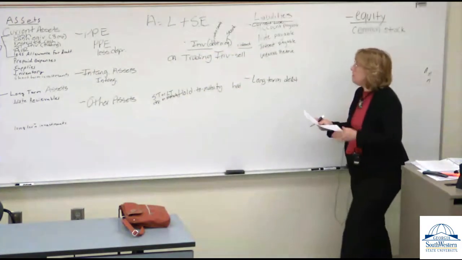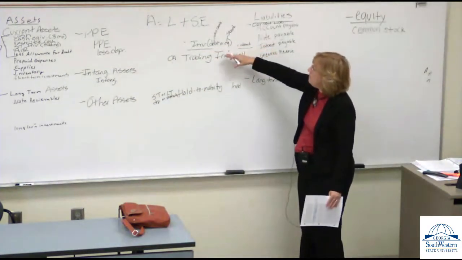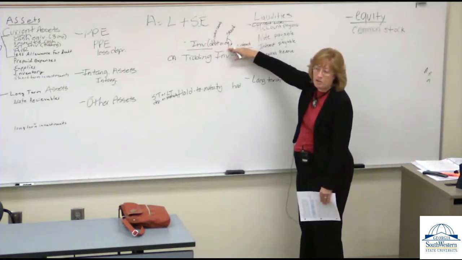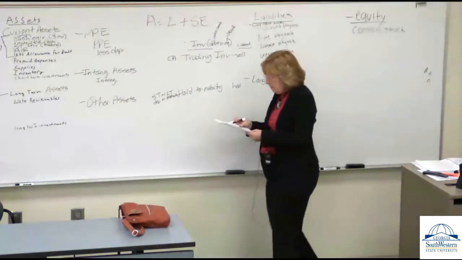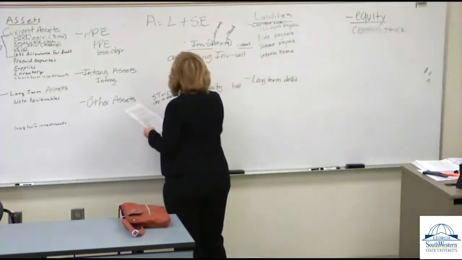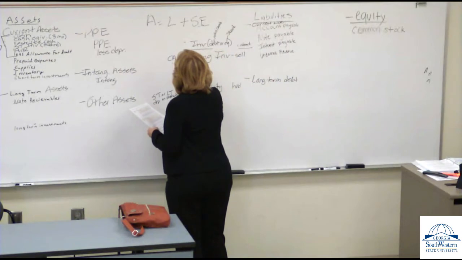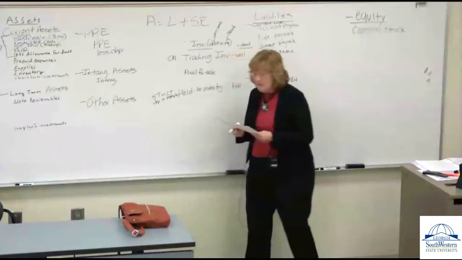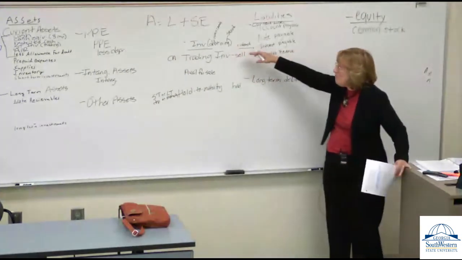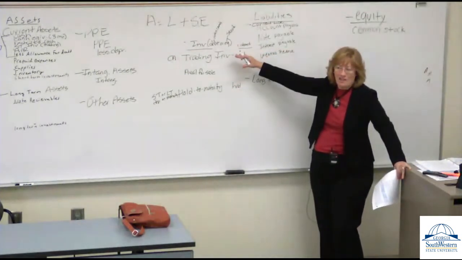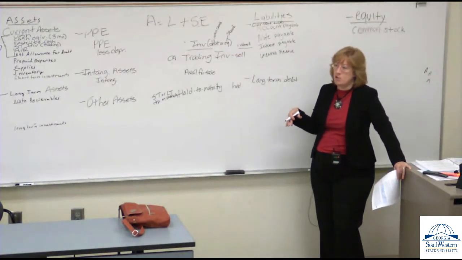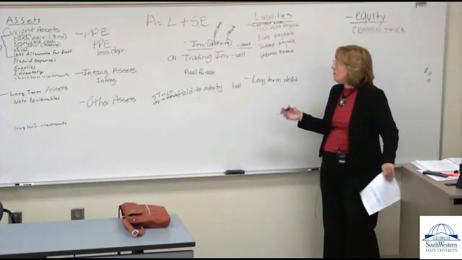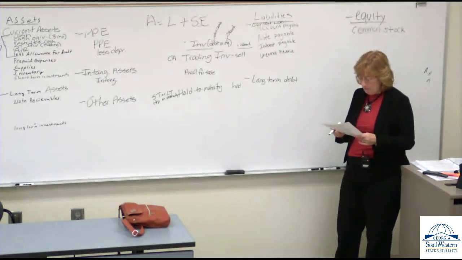Okay, so you see what we've, this is the shortest amount of time you can hold something. And this is just about the longest amount of time that you can hold something. But there's some other things called available for sale securities. So available for sale securities are somewhere between these two. We don't intend to sell them right away, but yet we don't intend to hold them to maturity. They're just kind of in between.